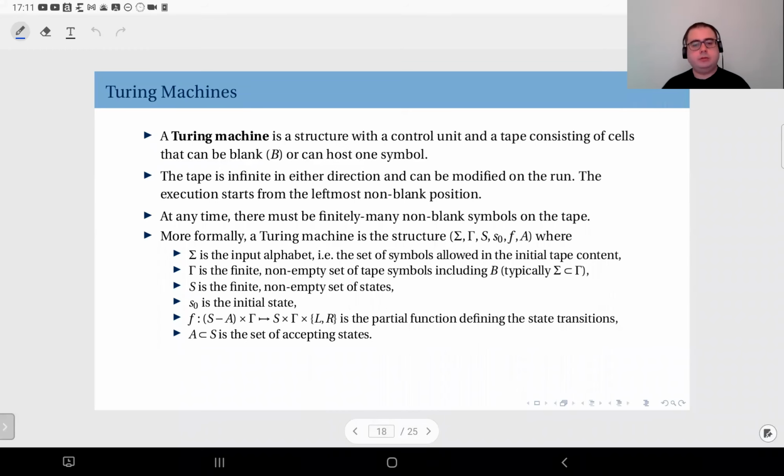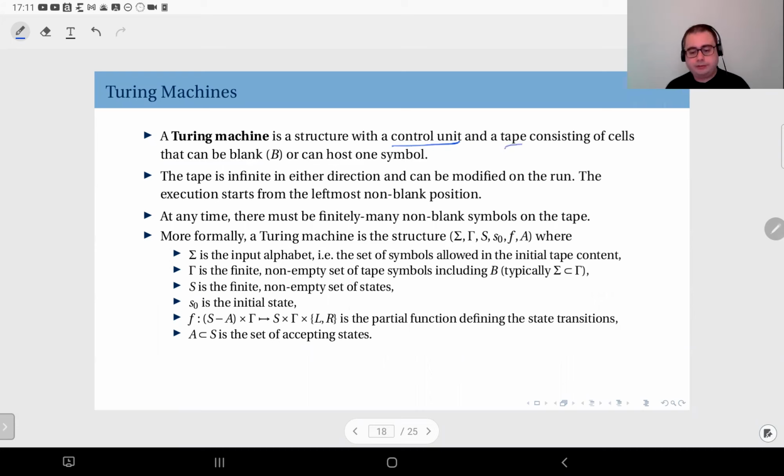Our discussion on the Chomsky hierarchy and the different types of computing machinery brings us to the most general automaton of them all, the Turing machine. So a Turing machine is a structure with a control unit and a tape. The control unit decides on the state transitions as well as possible modifications on the tape.